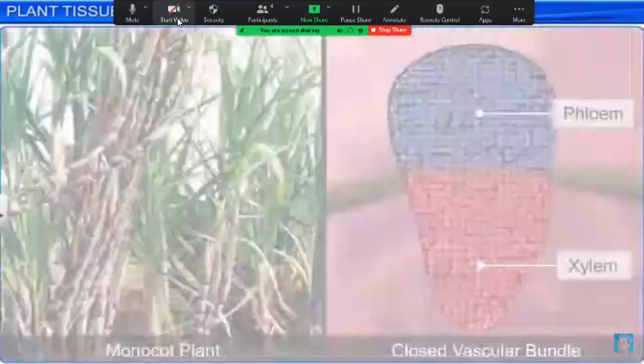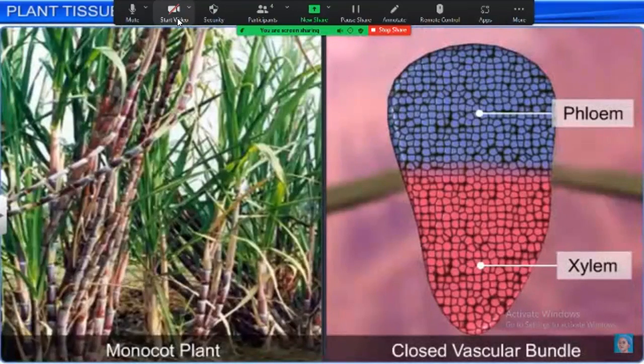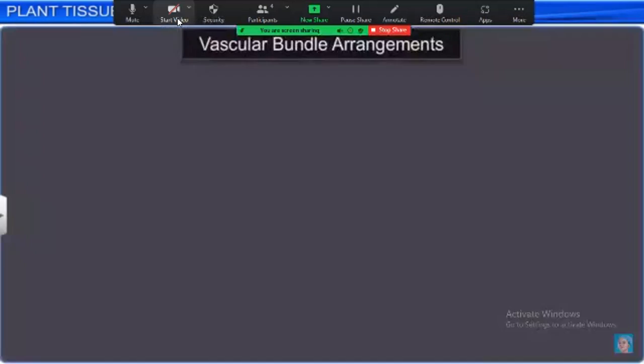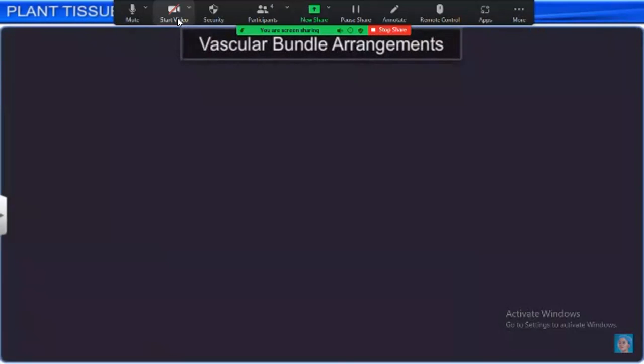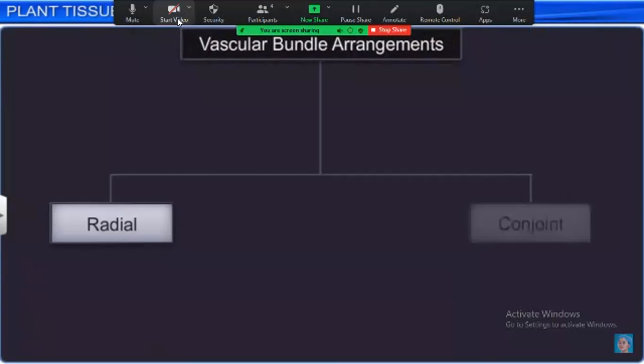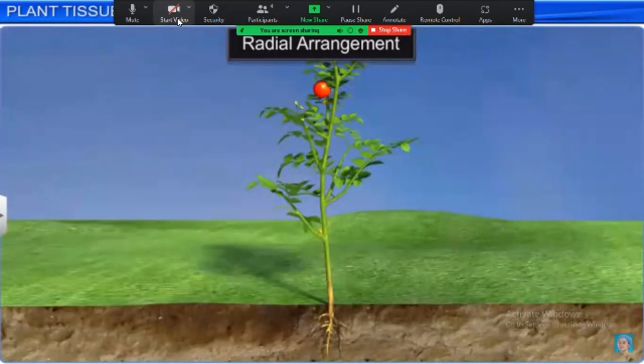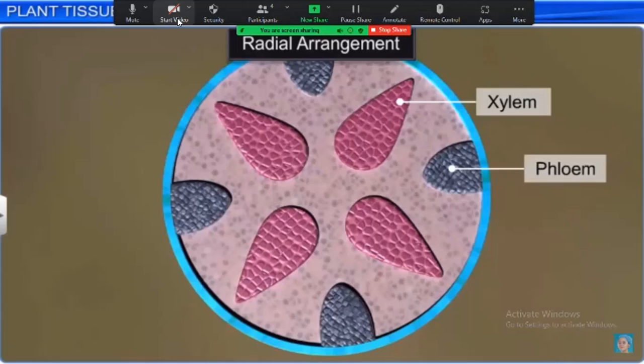On the other hand, in monocotyledonous plants, vascular bundles do not contain cambium. They are unable to form secondary xylem and phloem tissues and are thus called closed vascular bundles. There are two types of vascular bundle arrangements, radial and conjoint. The radial arrangement is generally found in roots, where the xylem and phloem in a vascular bundle are arranged in an alternate manner at different radii.